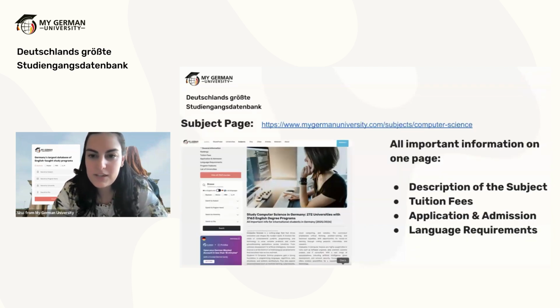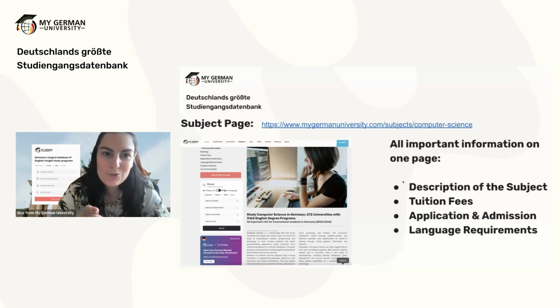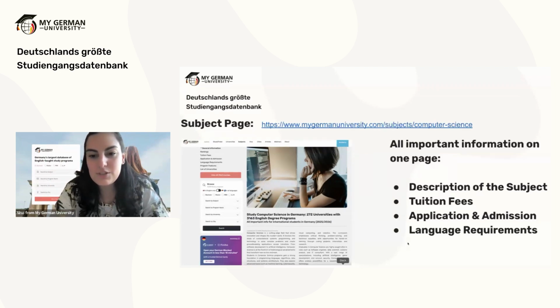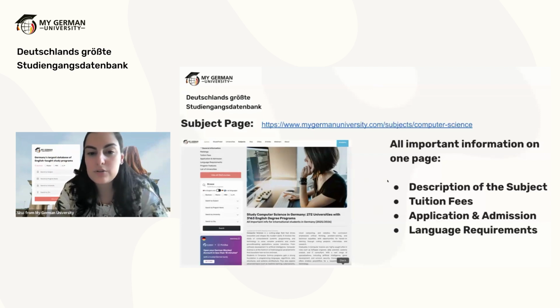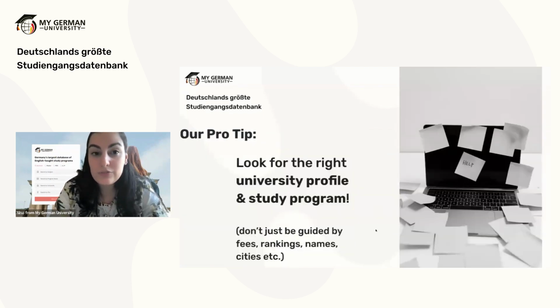Check out also subject pages. Those are really interactive and provide a description of the subject, average tuition fees from no tuition fees to the maximum possible, application, admission, language requirements, and some other stuff. And there are a lot of those subject pages because computer science also has its breakdown, so you can have a look there.